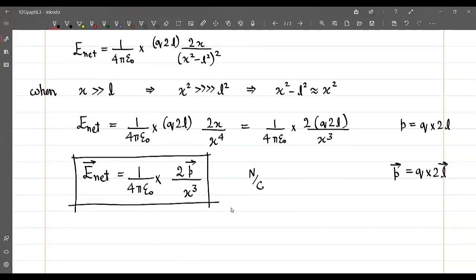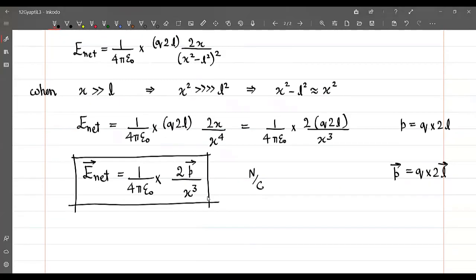So the electric field due to an electric dipole on the axis of the dipole, x distance away, is 1 by 4 pi epsilon naught 2p vector upon x cube. The unit will be Newton per Coulomb.